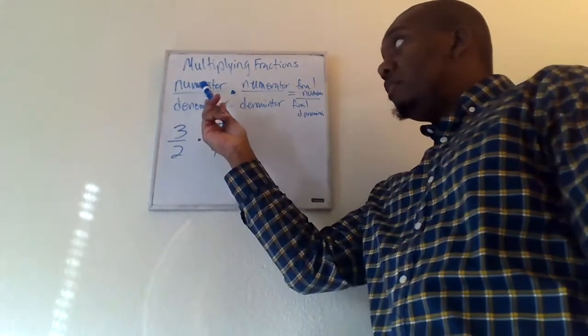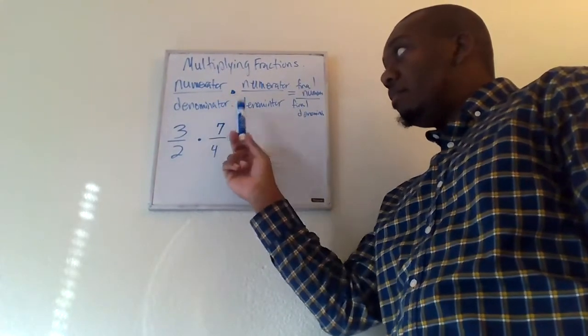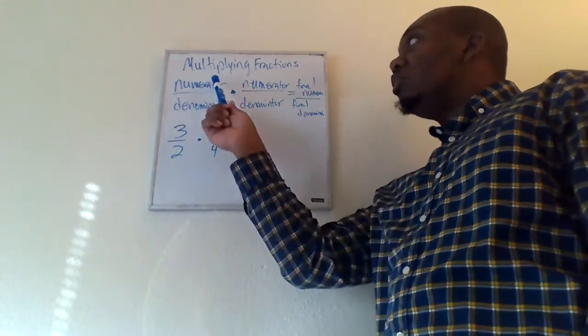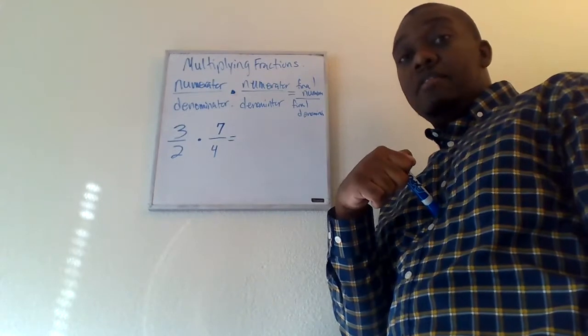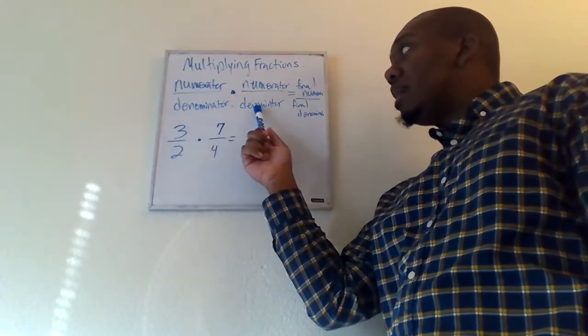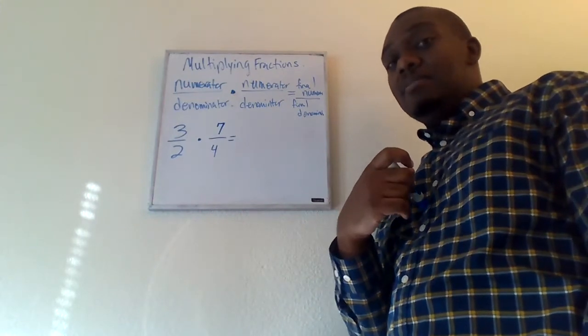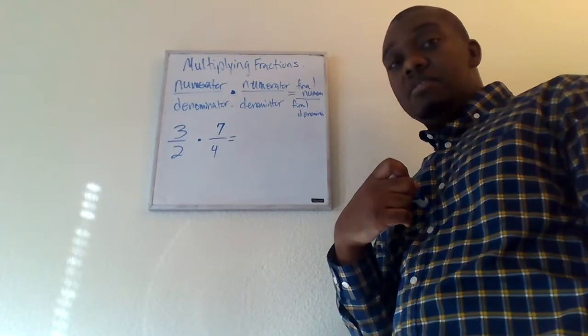A fraction is made up of a numerator and a denominator. And so if we have two fractions multiplying, we would have two of them written. To multiply fractions, you do numerator times numerator, and that gives you your answer for your final numerator. You do denominator times denominator, and that gives you your final denominator. It's that simple. So for the example that we have here, we have 3 halves times 7 fourths.